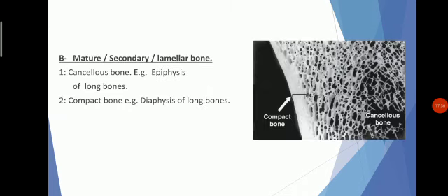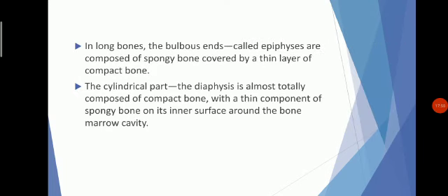Mature secondary lamellar bones. Cancellous bone, just like this spongy bone, is present in the epiphysis of long bones. And compact bone, this one, is present in the diaphysis of the long bone. In long bones, the bulbous ends called epiphyses are composed of spongy bone covered by a thin layer of compact bone. The cylindrical part, the diaphysis, is almost totally composed of compact bone with a thin component of spongy bone on its inner surface around the bone marrow cavity.